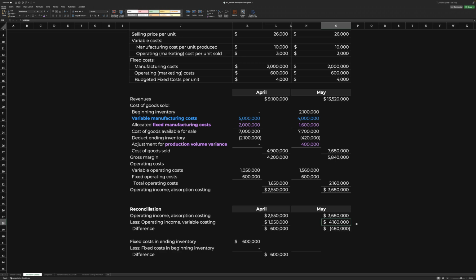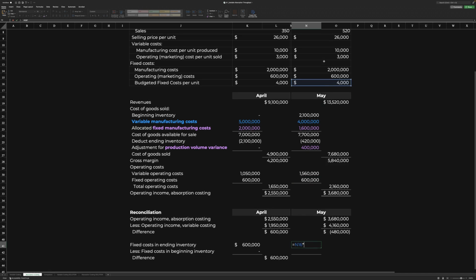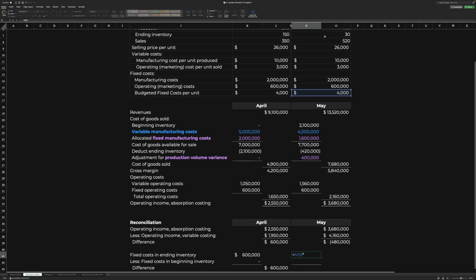It was $4,160,000, meaning we have a difference of negative 480,000. Let's see if we can explain that by looking at the fixed costs in ending inventory under absorption costing. Under absorption costing, we know for this business, they were allocating 4,000 per unit. And in ending inventory, they had 30 units in the month of May.